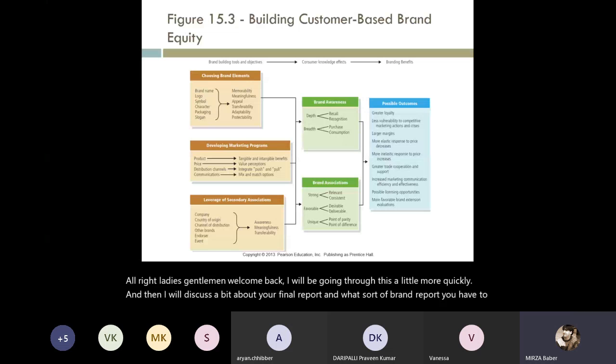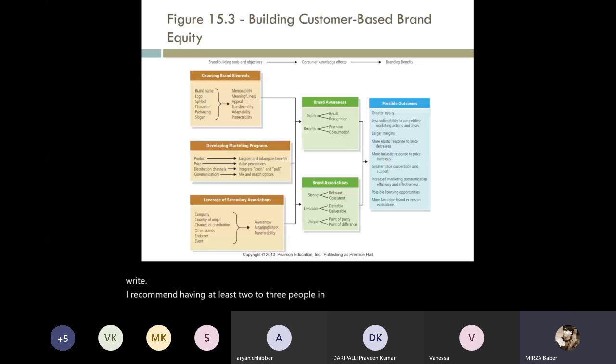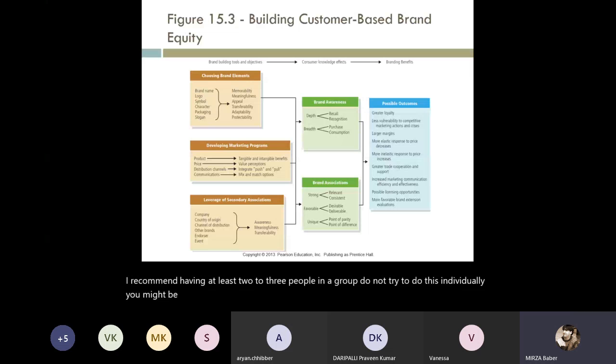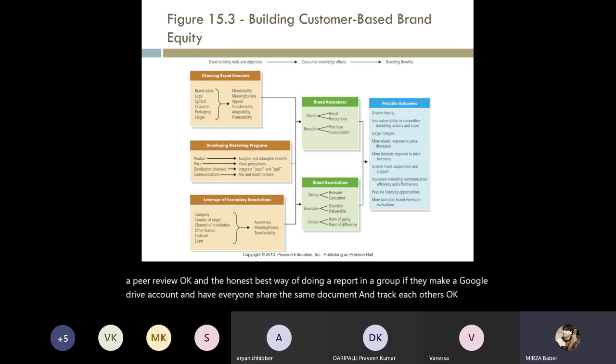You might be burdened with other classes, but remember, if you do this in a group, there will be a peer review, okay? And the honest, best way of doing a report in a group is to make a Google Drive account and have everyone share the same document and track each other's, okay? You know how to turn on the tracking options in Google? If you don't, let me know. I'll show you how, okay?